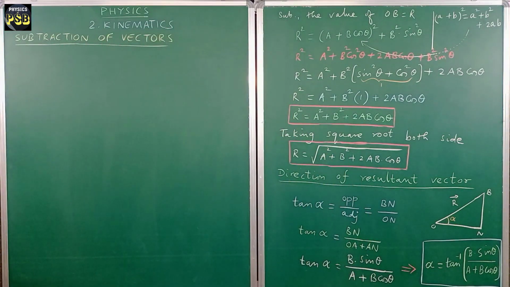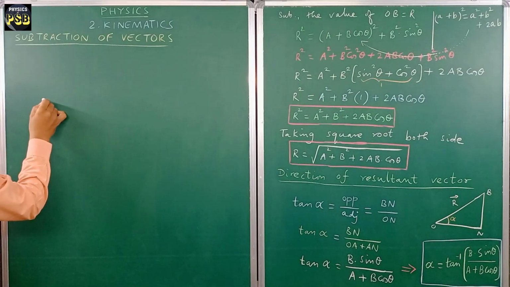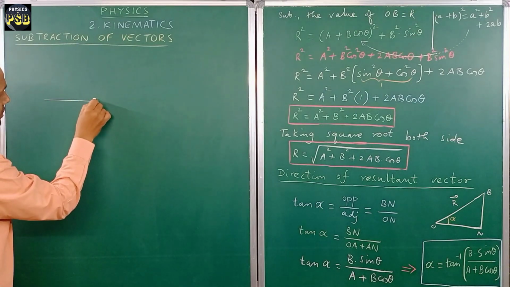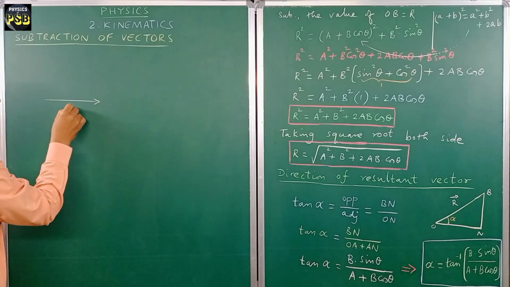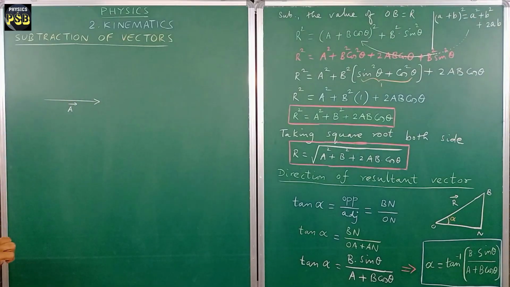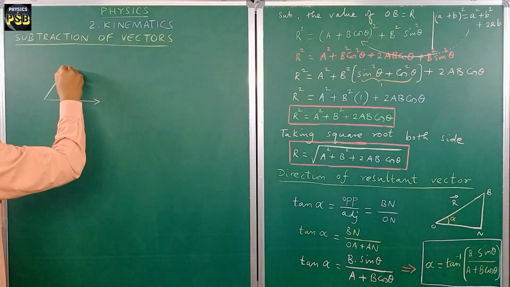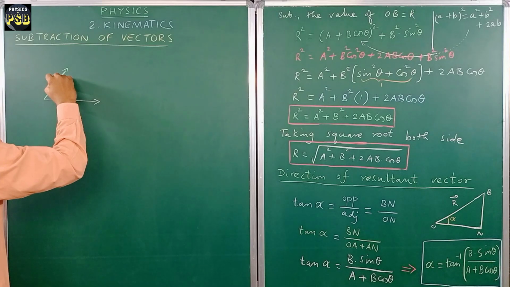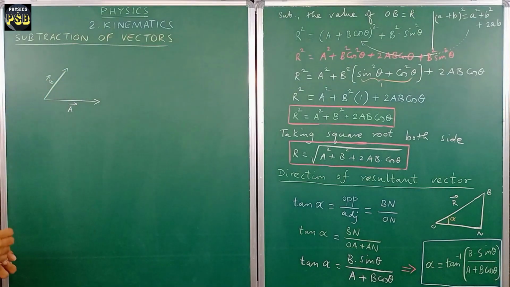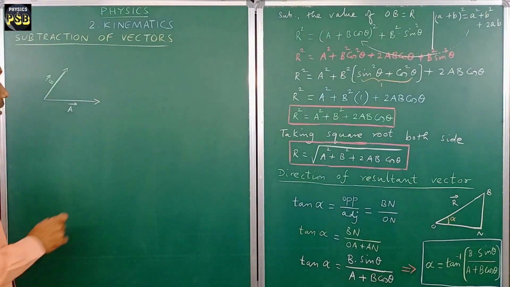To subtract two vectors, I take vector A and vector B, which are inclined to each other. Now it appears something like this. I take this line as vector A and this as vector B. Then, to subtract these two vector quantities, I follow the parallelogram law of vectors. So I construct one parallelogram.